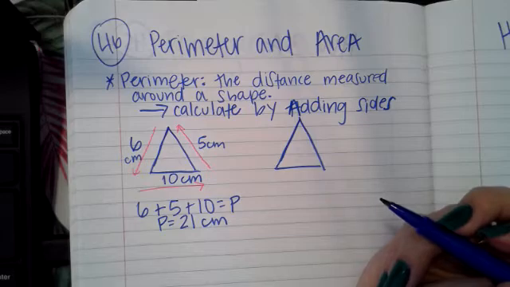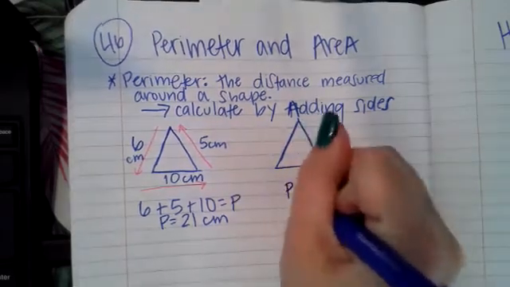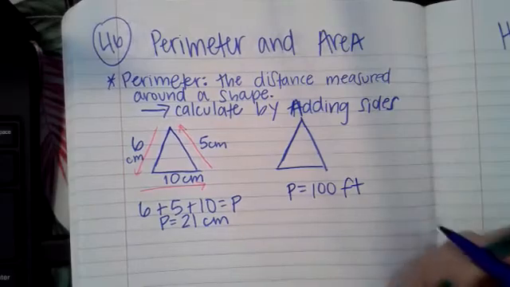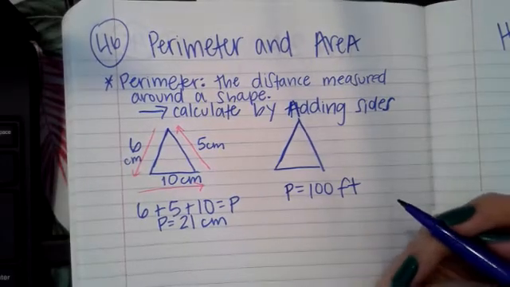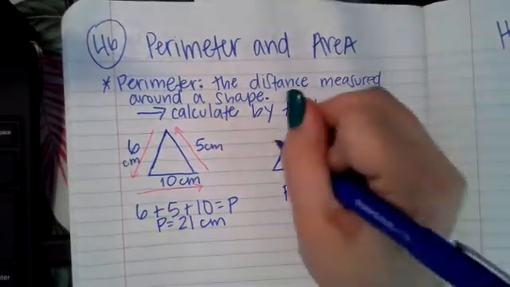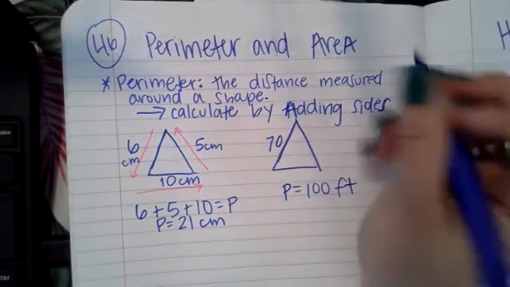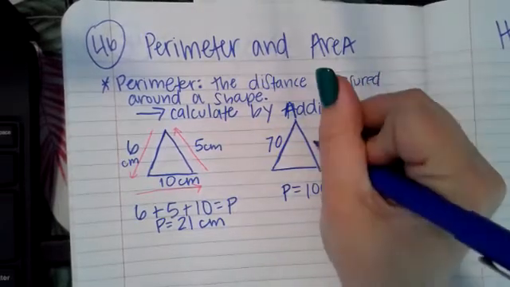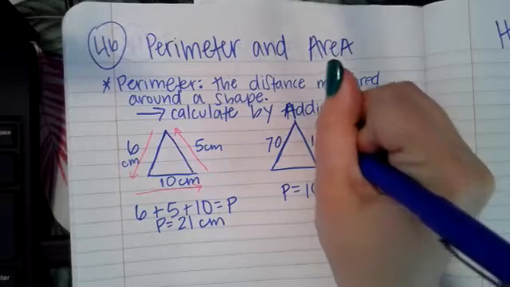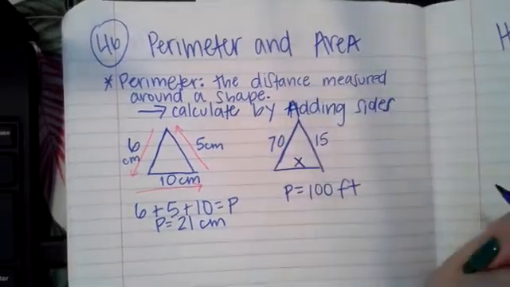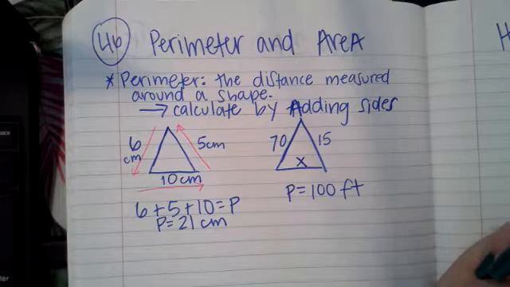Sometimes though, we may be given the perimeter. So let's say in this triangle, let's say the perimeter is 100, we'll use feet, okay? And all they tell us is that this side is, let's say, 70 feet. This side we'll do 15 feet. And they don't tell us the third side length.